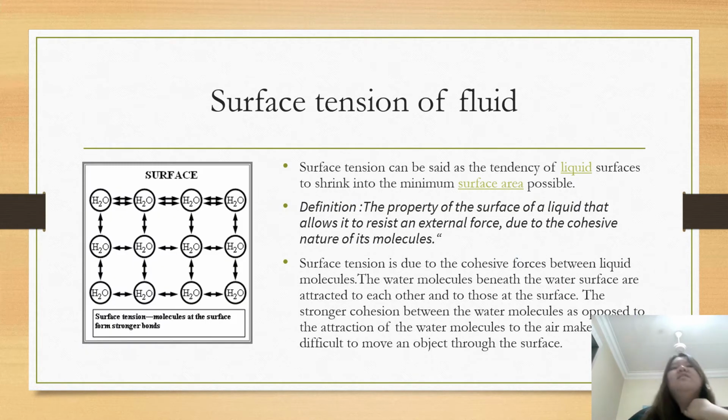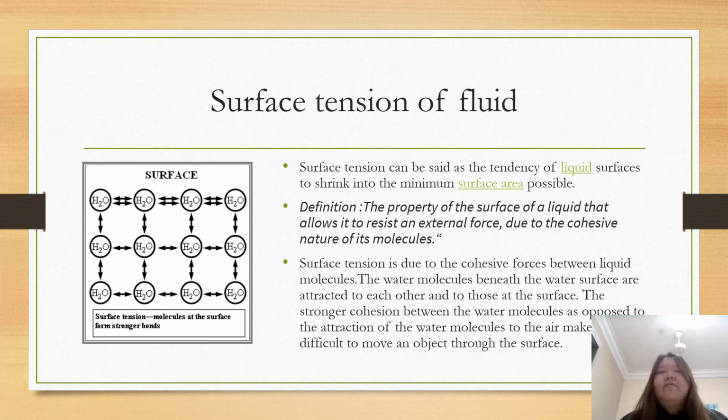Next, we would like to talk about the surface tension of fluid. Surface tension can be said as the tendency of liquid surfaces to shrink into the minimum surface area possible. The real definition is the property of the surface of a liquid that allows it to resist an external force due to the cohesive nature of its molecules.